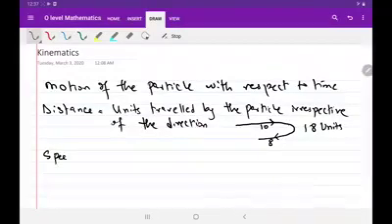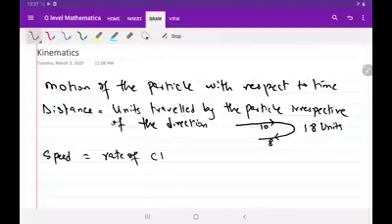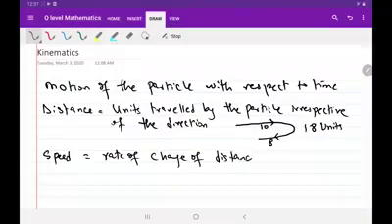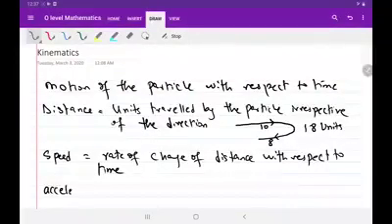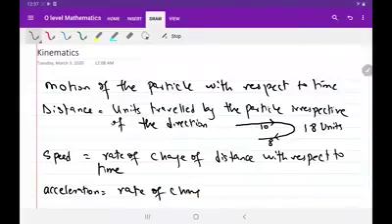Speed is the rate of change of distance with respect to time. Acceleration is the rate of change of speed.